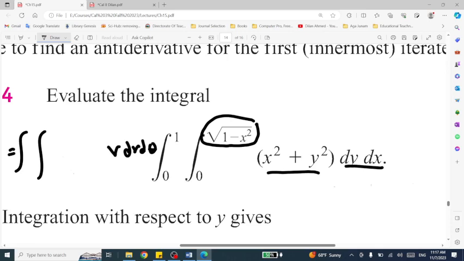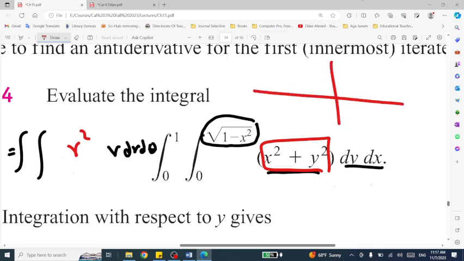From 0 to 1. Let me sketch the original one.